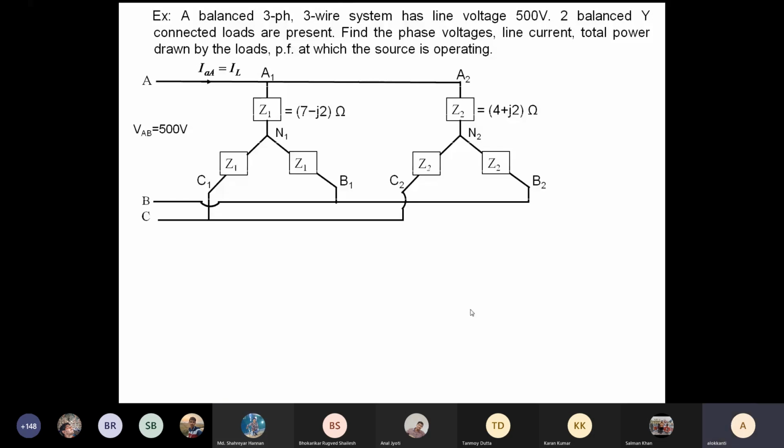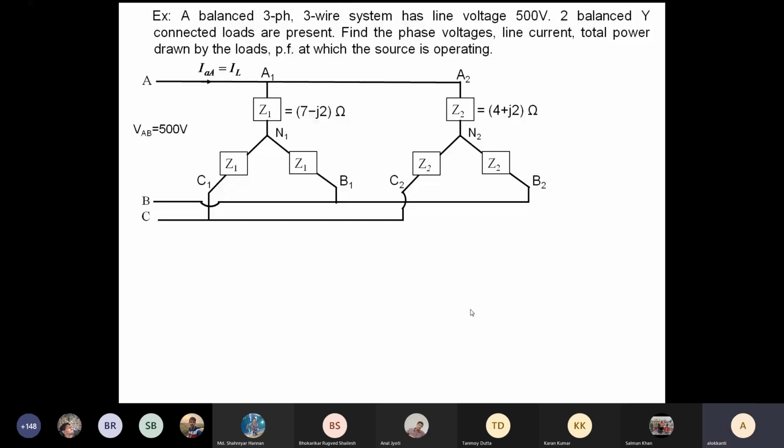So you are basically given two loads, two balanced Y-connected loads. Each of them is balanced. The first load I have given the name A1, B1, C1. The second load is given the name A2, B2, C2. For the first load, the per phase impedance is Z1, which is equal to 7 minus J2 ohms. For the second load, the per phase impedance is Z2, which is 4 plus J2 ohms.